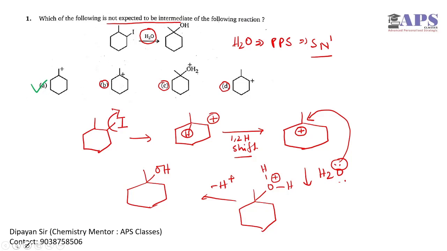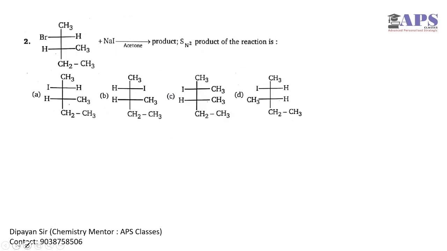So we are going to solve the next question, question number 2. In this case, we have NaI, in which iodide is the nucleophile, and this is acetone. Acetone is a polar aprotic solvent which facilitates the SN2 reaction. Here it is written in the question that we have to get the SN2 product, but even if it is not written, we can think about the SN2 reaction, because acetone is used as solvent here.